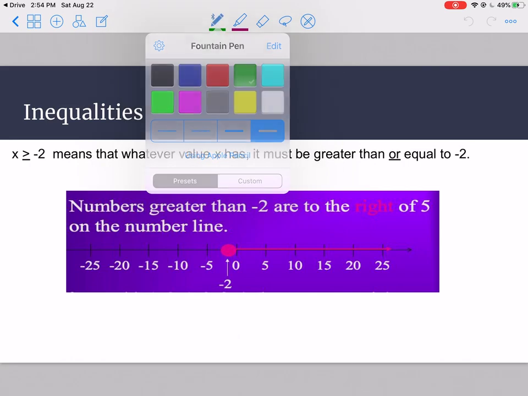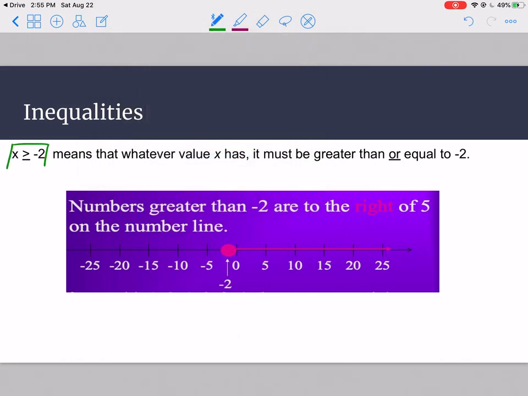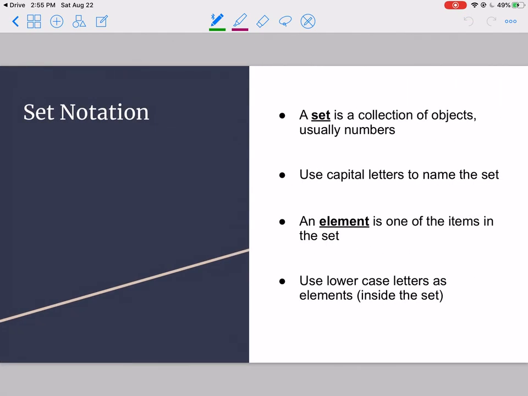Okay, here's another example. x is greater than or equal to 2, so this is opening up towards x, which means it's greater than or equal to. So if it can equal it, there can be a point there, and then it's going to point to the right because all the numbers to the right of 2 are bigger than it. So -2, 0, 1, 2, all of those are going to be greater than -2.